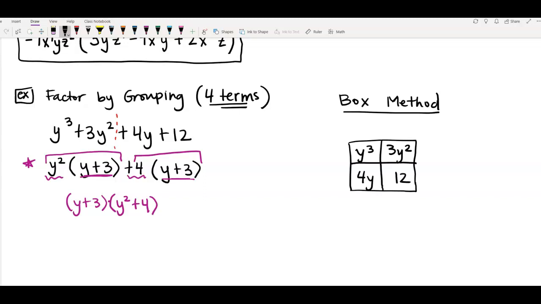And then here, instead of multiplying the two things together, we're looking at each of these columns and rows to see what they have in common. So if I'm looking at this first column, what's the greatest common factor of this first column? Well, it's only y. Y is the only thing they have in common there. Then if I look at that second column, what do these guys have in common? Well, the only thing they have in common is 3. 3 can divide into both of these, and it's a positive 3.